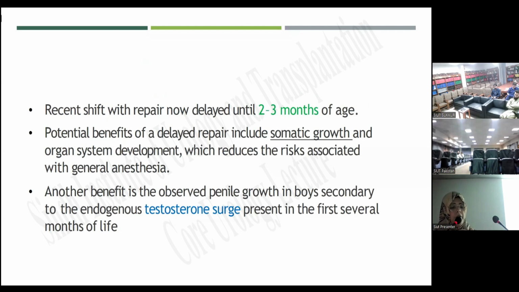The recent shift I have seen is toward delayed complete primary repair at the age of 2 to 3 months. The potential benefit it gives is somatic growth and organ system development, which reduces the risk associated with general anesthesia. Another benefit is the endogenous testosterone surge that occurs in the first several months of life in boys, which aids penile growth.